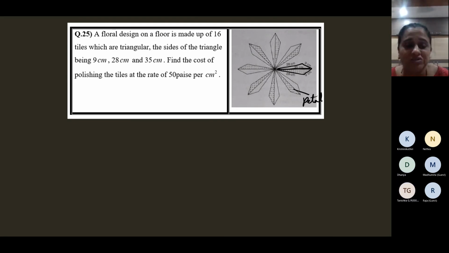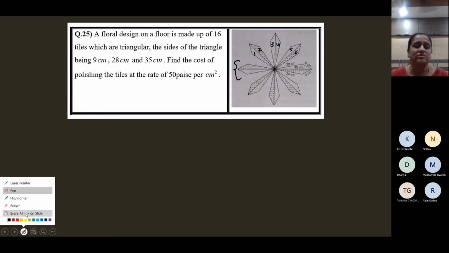Now, the question is, you can find the area of one triangular tile. Like that, 16 tiles are used. See here, triangular tiles, nothing to get confused. This is one triangular tile, this is the second triangular tile. 3, 4, 5, 6. Like that, when you count, you'll get 16. This is one petal. It has 2 triangular tiles. 8 petals, 16 triangular tiles.